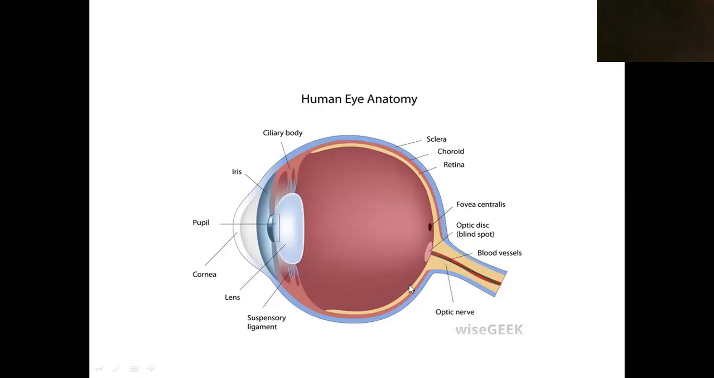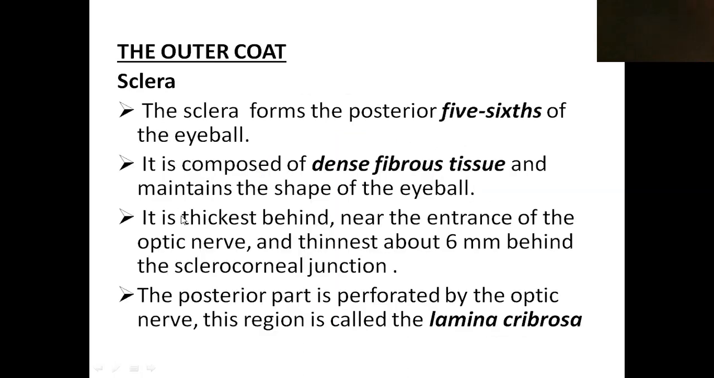So where is the thickest part of the sclera seen? This posterior part is the thickest part of the sclera, and the same thickest part is the weakest part. It is pierced by the optic nerve fibers. So it is thick behind, meaning the posterior part is thick.